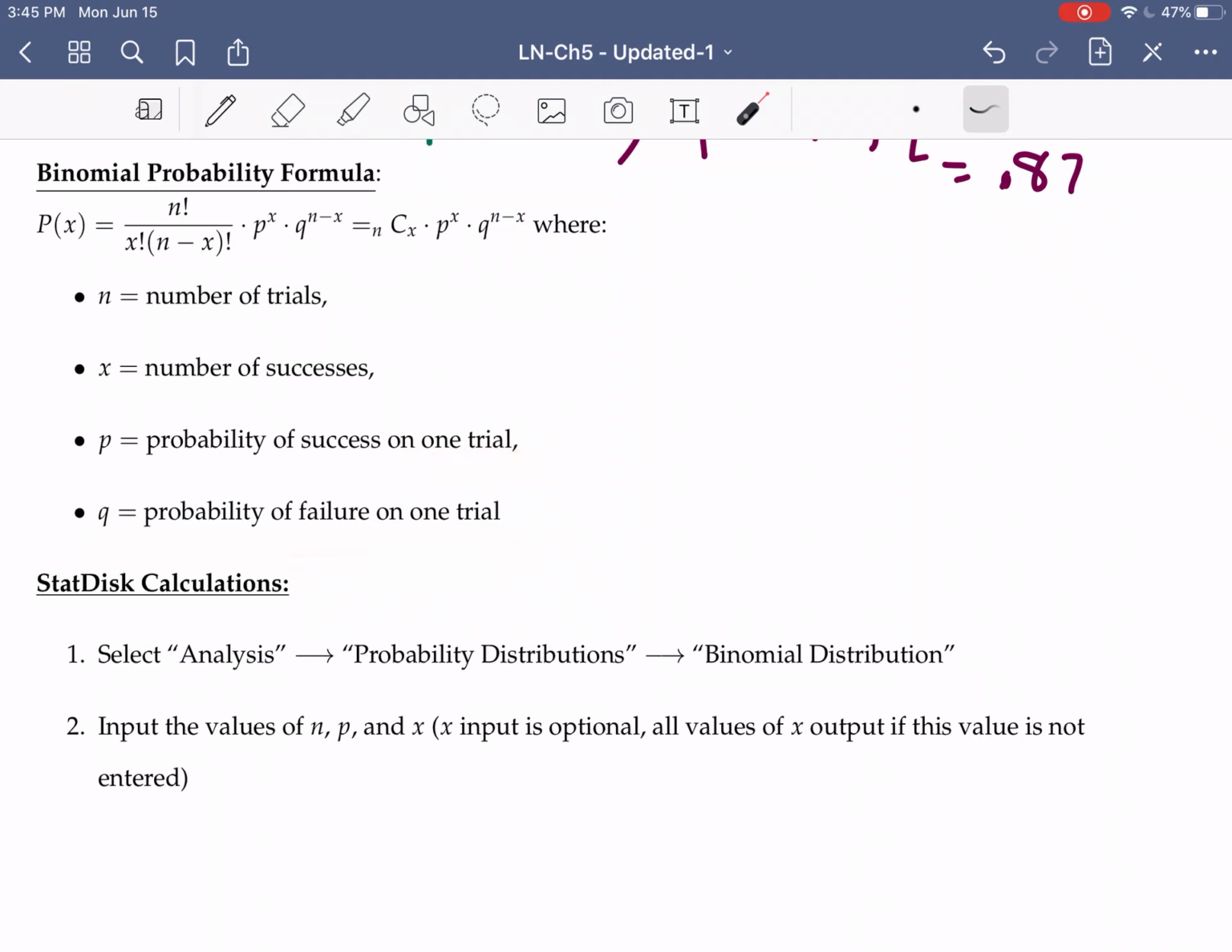So that's the formula. We are going to use StatDisk. StatDisk is a piece of software or an online program that is associated with a book series by Triola, and that's the book series that we're using. And so we will select analysis, and then probability distributions, and then we'll choose the binomial distribution. We're going to input the values of n, p, and x, although that value of x is optional, and all the values of x would be output if we don't enter this. So we'll see this on the next page in a couple of examples.